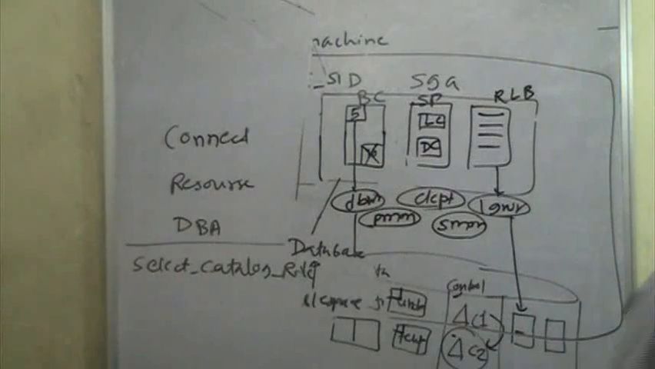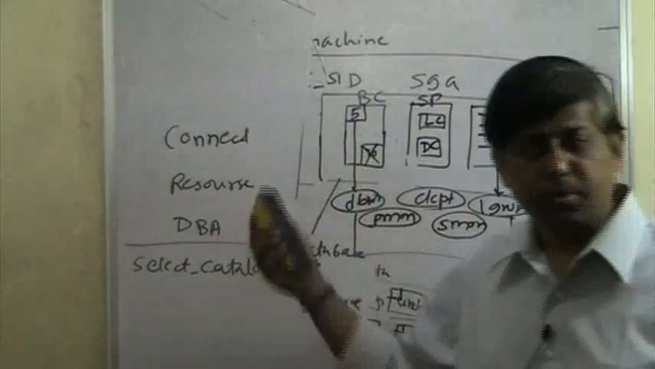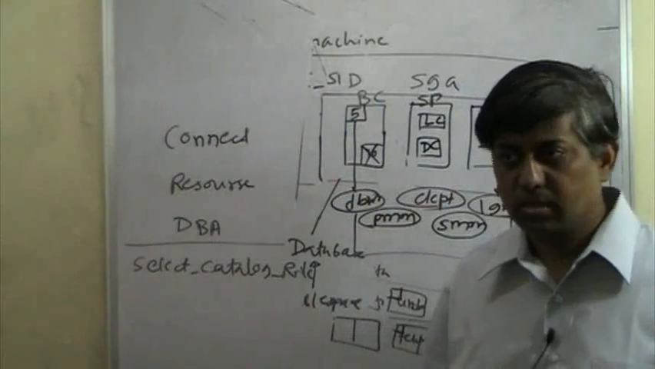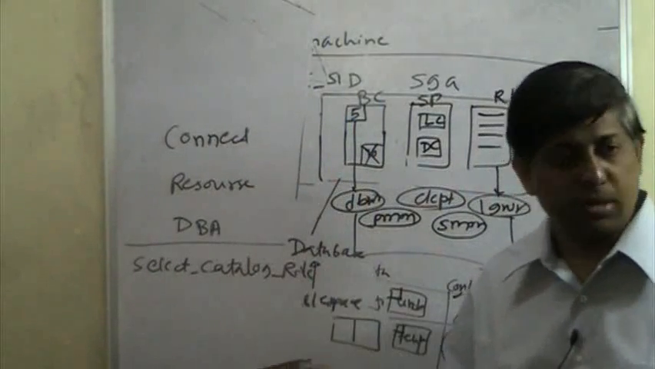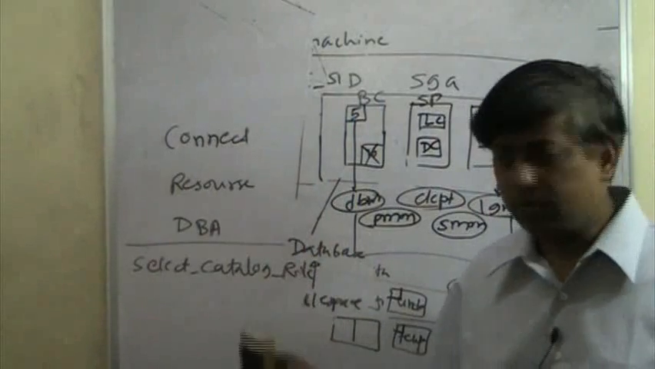So there are quite a few of them. Where do you go and see the list of all the roles, by the way? DBA_ROLES. That will show you the list of all the roles.